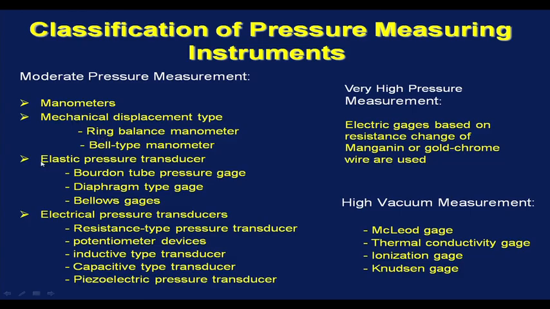Then an important class of pressure measuring instruments is elastic pressure transducer, where we have Bourdon tube pressure gauge, diaphragm type pressure gauge, and bellows gauges. We also have various electrical pressure transducers such as resistance type pressure transducer, potentiometer devices, inductive type transducer, capacitive type transducer, piezoelectric pressure transducer, and so on and so forth.